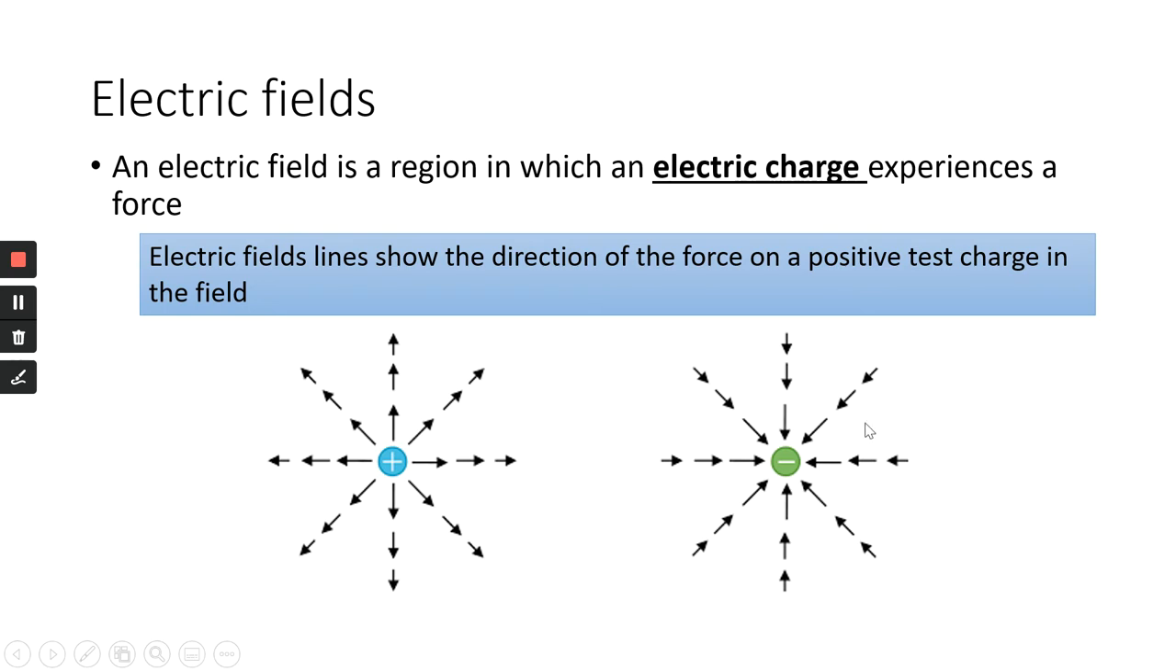Same pattern for a negative charge, but of course this time unlike charges attract each other, so the direction of the arrows changes to show that this force is now attractive, so our positive test charge will experience a force in the direction of the negative charge there.